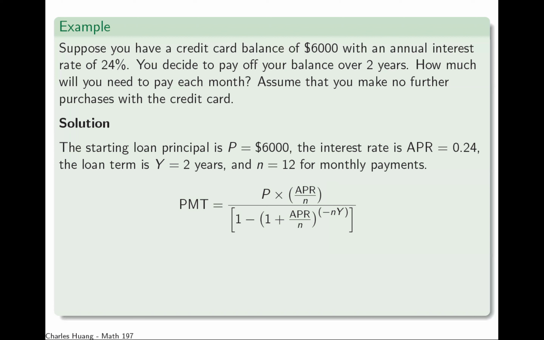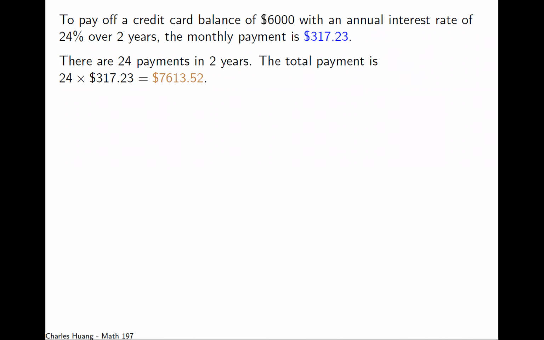So we use the same formula. In this case, 2 years, we use 2 for y. We put everything in our calculator, and that gives me 317.23. If we think about it, $317 every month, if we were paying this over 2 years, we had to make 24 of these payments. So we ended up paying $7,613. We borrowed $6,000 and we ended up paying $7,600.